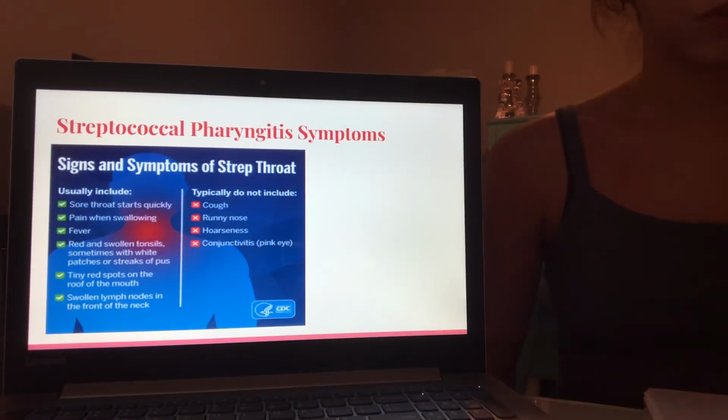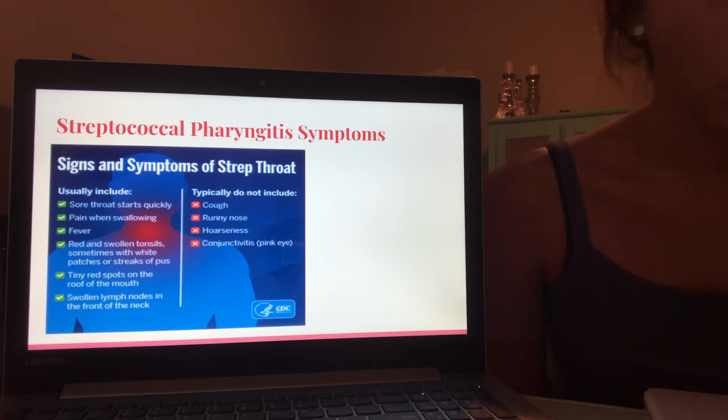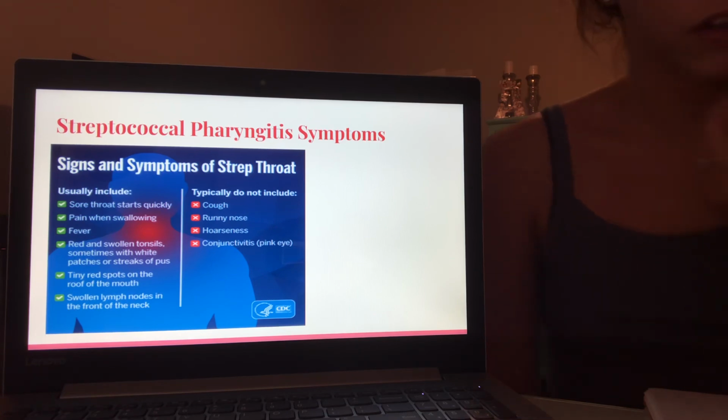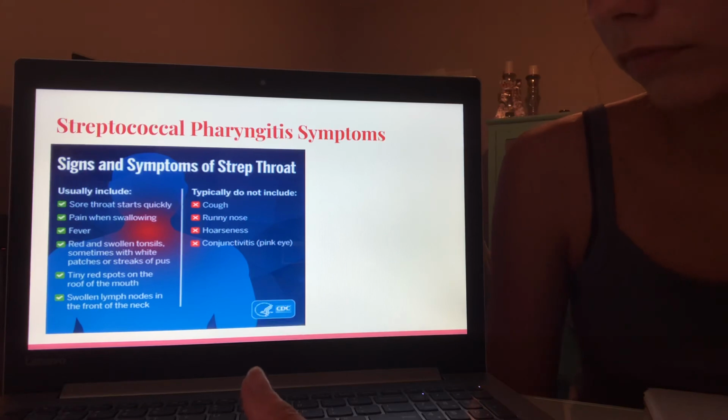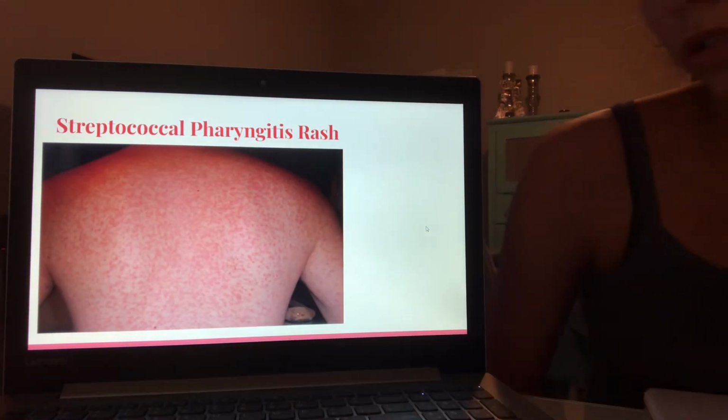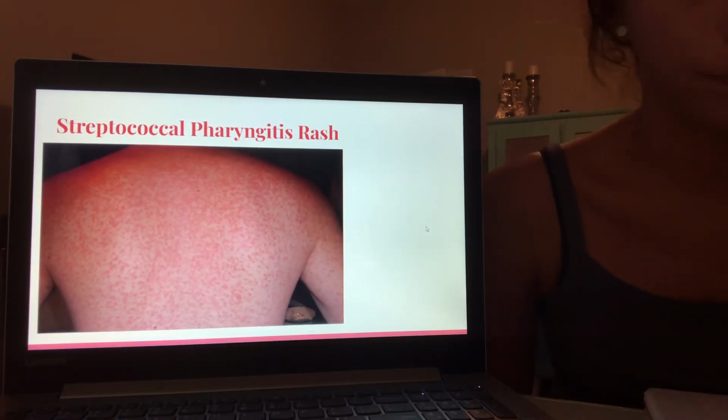Signs and symptoms of strep throat. Throat pain that usually comes on quickly, painful swallowing, red and swollen tonsils, sometimes with white patches or streaks of pus, tiny red spots on the area at the back of the roof of the mouth, swollen, tender lymph nodes in your neck, fever, headache, rash, nausea or vomiting, especially in younger children, body aches. And there is a rash you could get also.